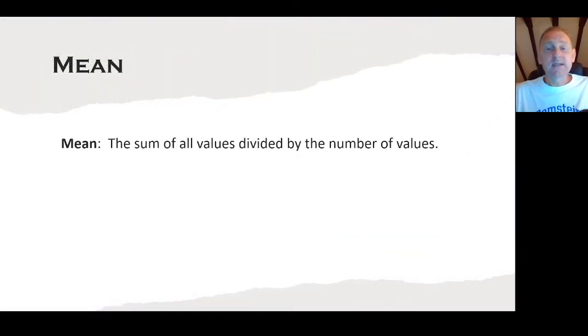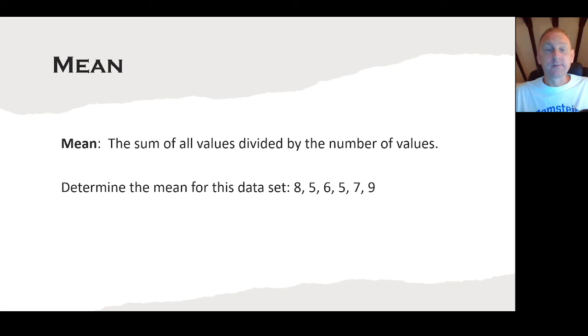The mean is the sum of all values divided by the number of values. You most often think of that as your average. You take up all the values and then you average them. So let's take a look here. Determine the mean for this data set. We've got 8, 5, 6, 5, 7, 9. What would the mean of that be?